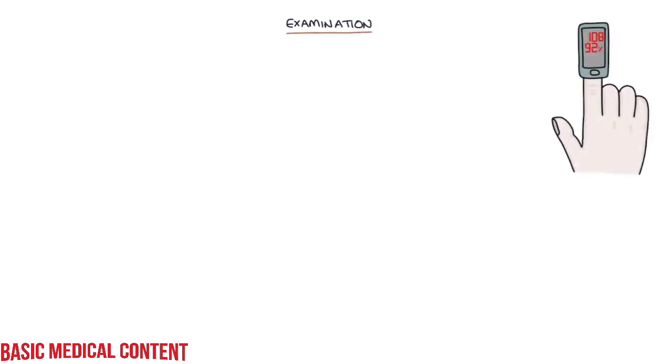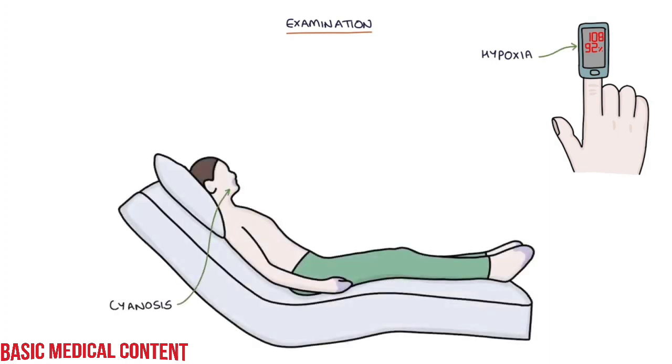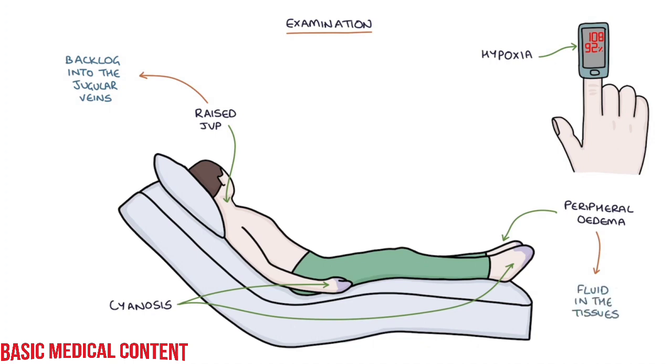It's important to examine patients for signs of Cor Pulmonale. So these signs are hypoxia, they might be cyanotic, they might have a raised JVP, and this is because of a backlog of blood into the jugular veins in the neck. They might have peripheral edema due to all the backlog of blood into the peripheral venous system, causing leakage of fluid into the tissues.